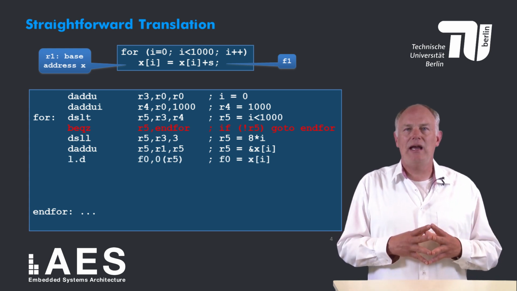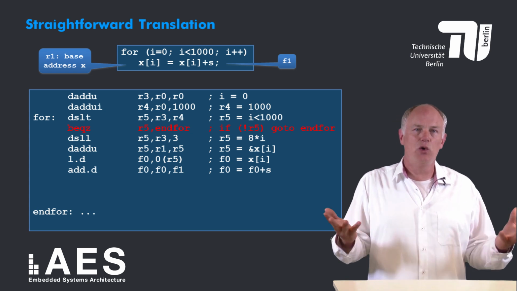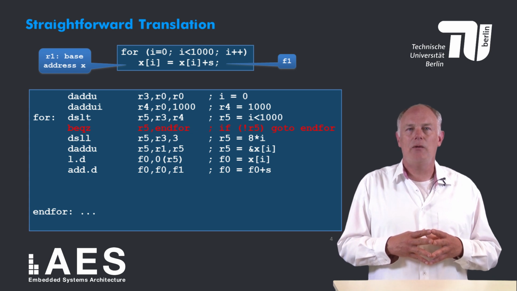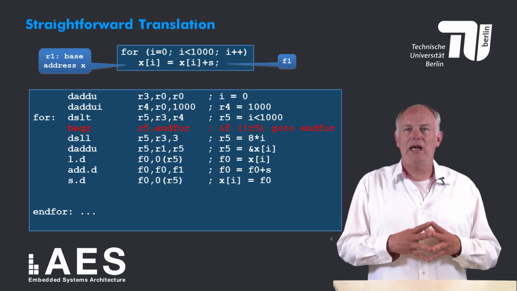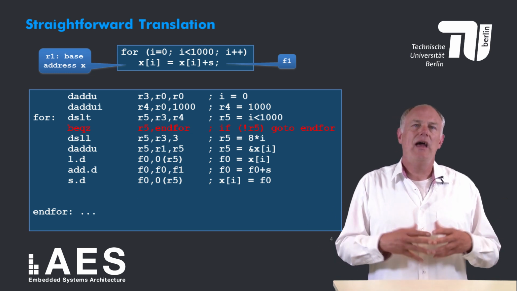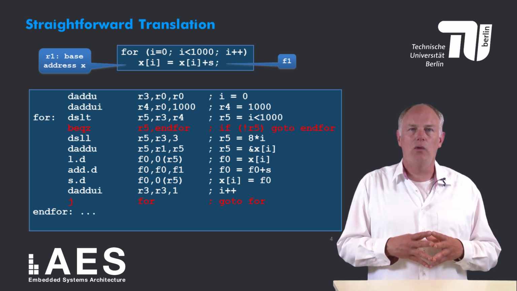Then we load X[i] into register F0, and then we add the scalar value S, which we assume to be in F1, to F0, and store the result of this addition in F0. Then we store X[i] in memory. Register R5 still contains the address of X[i]. And finally, we add 1 to I and jump back to the beginning of the for loop.